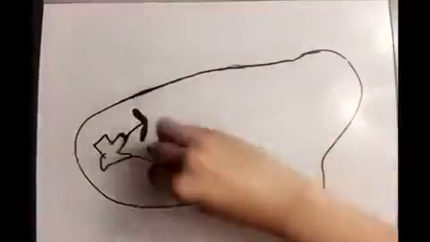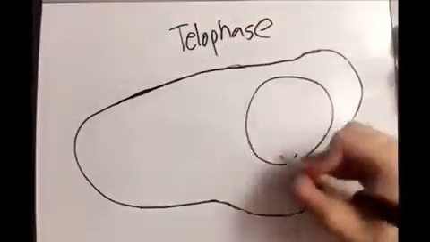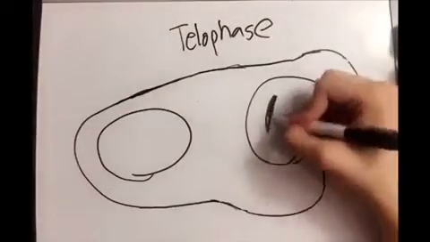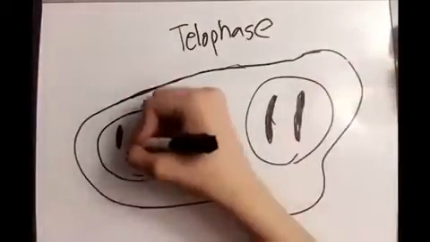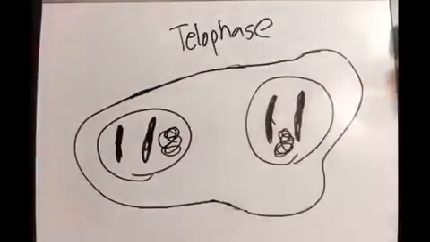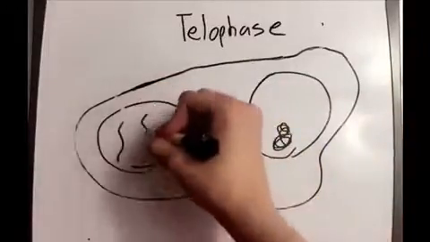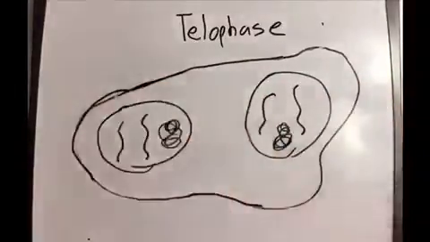The last phase of mitosis is telophase. During this phase, the nuclear membrane is forming on both sides around the daughter chromosomes, which are on opposite ends. The nucleolus also appears inside the nucleus. The daughter chromosomes once again uncoil to become chromatin.